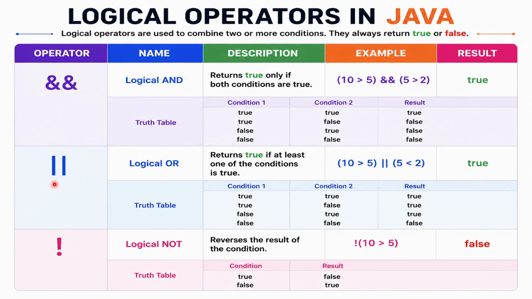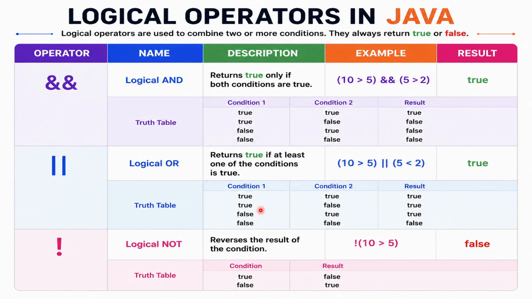The next operator is logical OR. It returns true if at least one of the conditions is true. We have both conditions here, and if any of them is true, then the result is also true. This is based on the truth table. We have condition 1, condition 2 and the result. If the first condition is true and the second is also true, it matches, since at least one condition is true, so the result is true.